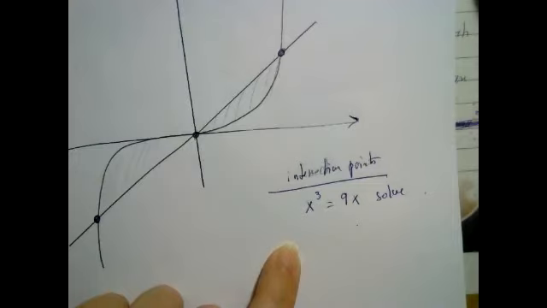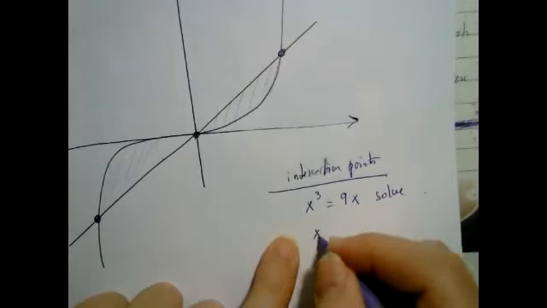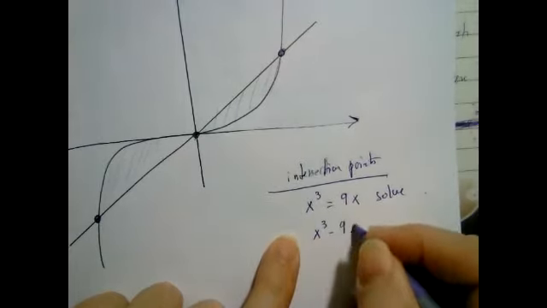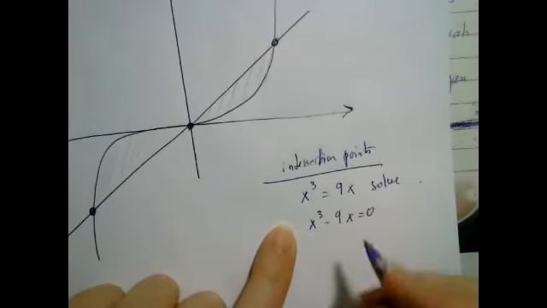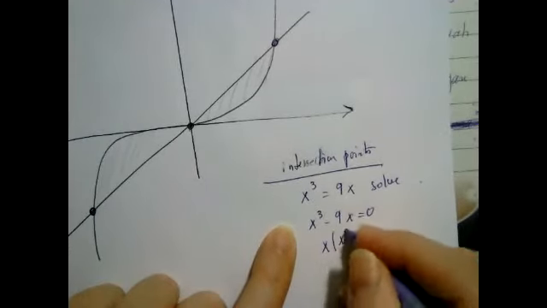You set the problems equal to each other. And then you subtract 9x and set it equal to 0, and then you factor. Exactly. We set this equal to 0. We factor. That's what solving is.